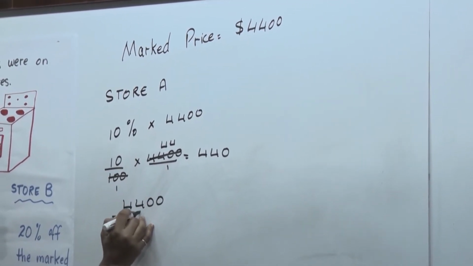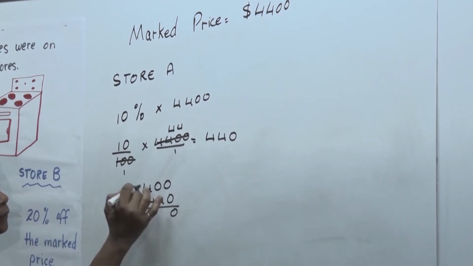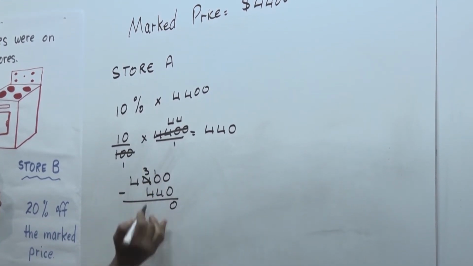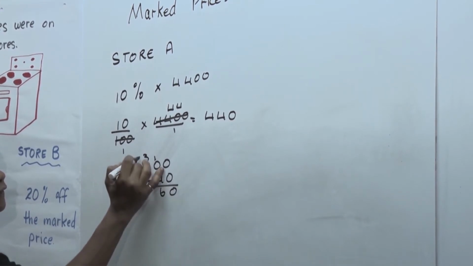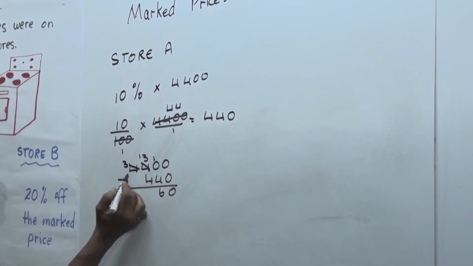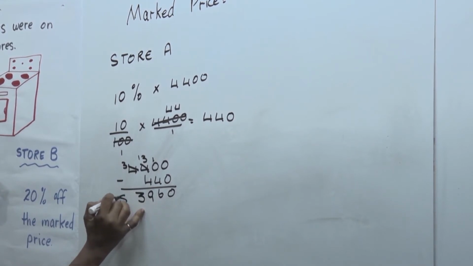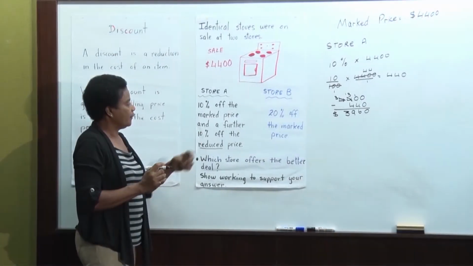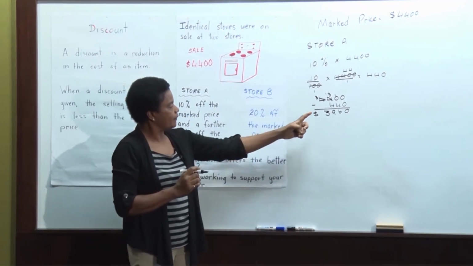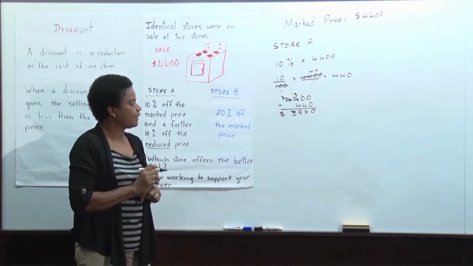So when we subtract 440, 0 take 0, 0 here. 10 take 4 is 6. 3 cannot take 4, so we're taking 1 from the 1,000 column. 13 take 4 is 9. So when we take 10% off the marked price, it comes up to $3,960. But that's not all.